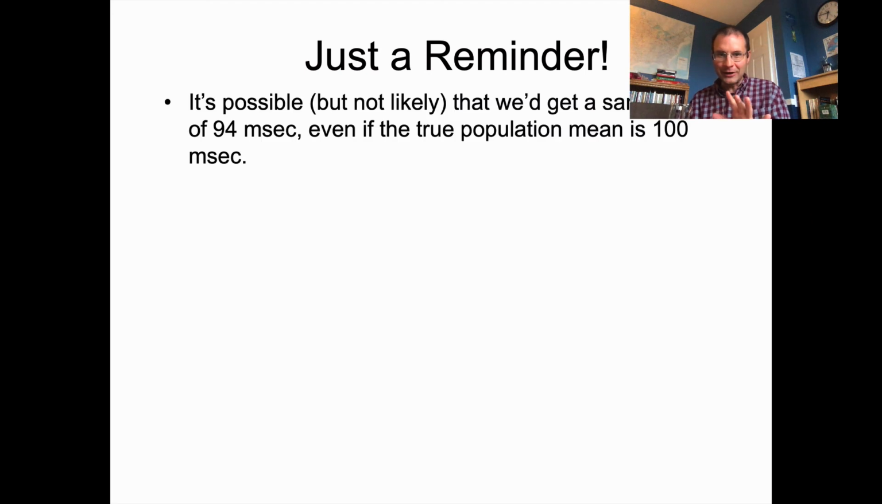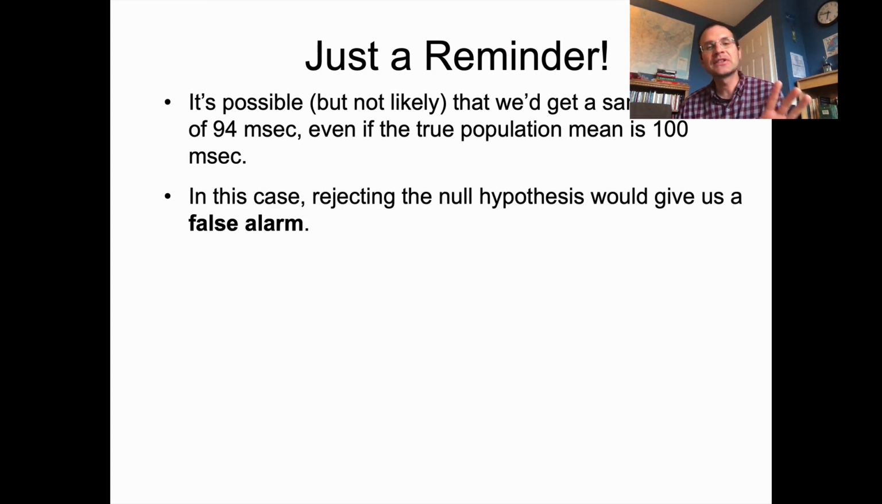That's the result of our test, basically. I'm going to remind you here that the decision could be wrong, right? That's what I was talking about with respect to the false alarms and the misses. Our decision is not always going to be right, and sometimes it will be wrong if we play the game according to the rules that Ronald Fisher wrote up. So it's possible that we can get a sample mean of 94 milliseconds even if the true population mean is 100 milliseconds. And in this case, rejecting the null hypothesis will give us a false alarm, because the underlying reality is that nothing is going on, and yet we think that something is going on. We've rejected that nothing hypothesis.